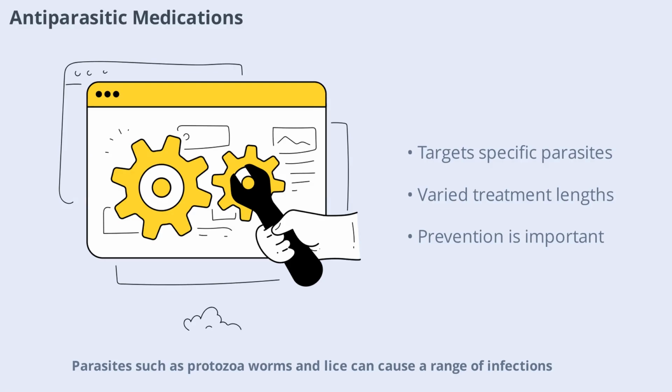Parasites such as protozoa, worms, and lice can cause a range of infections. Antiparasitic medications are used to target these organisms specifically. The choice of drug depends on the type of parasite and the part of the body affected. Some treatments are single dose, while others require longer courses. Preventing reinfection is also important, often involving hygiene measures and sometimes treating close contacts. Effective antiparasitic therapy can quickly relieve symptoms and prevent complications.